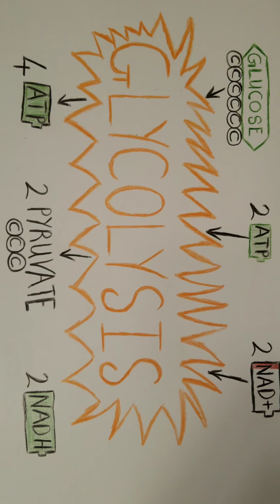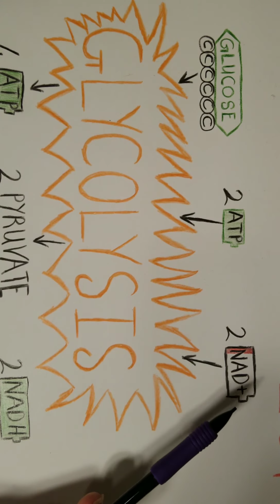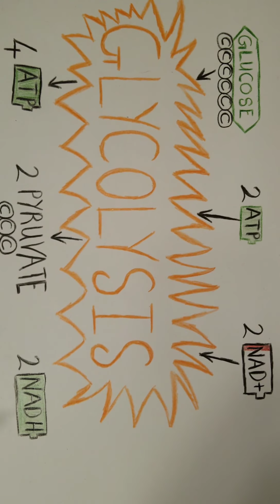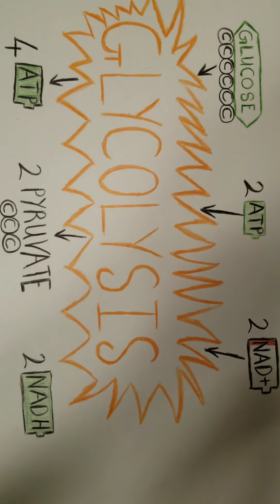And then we're going to be making two NADH molecules. You see, I drew a dead battery for the NAD plus. That means it's lower charged. And then NADH is completely charged, like a full phone battery. And for glycolysis, you need to remember it occurs in the cytoplasm, and it occurs with or without oxygen. That's about it for glycolysis. Next, we're going to be moving on to the prep step, so we're going to talk about that.